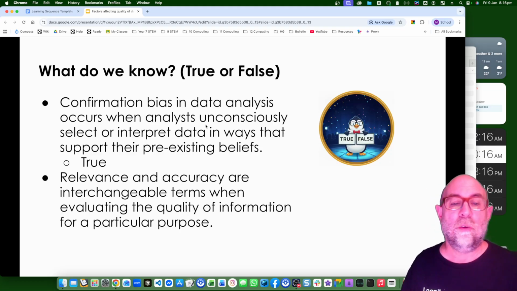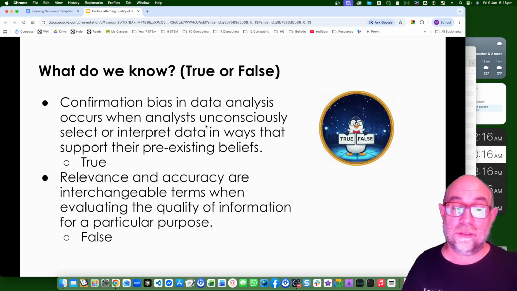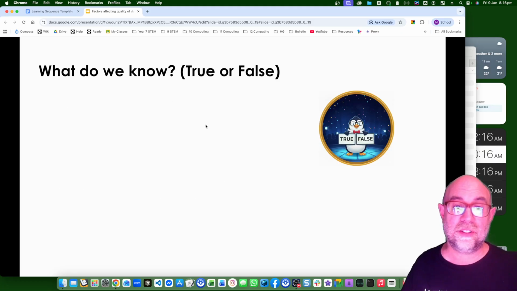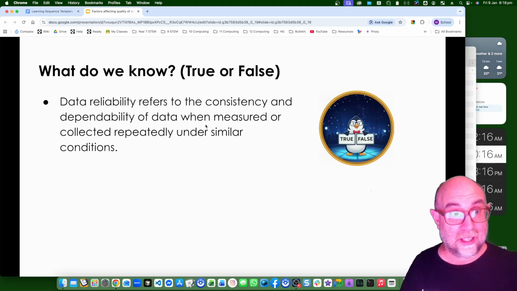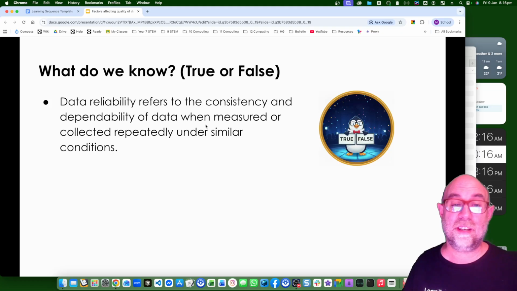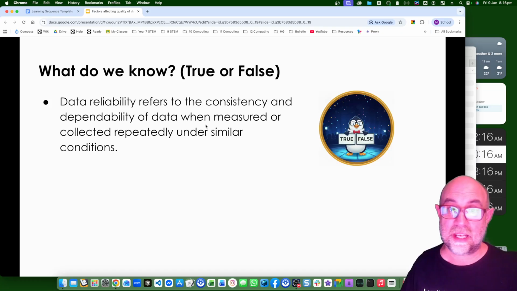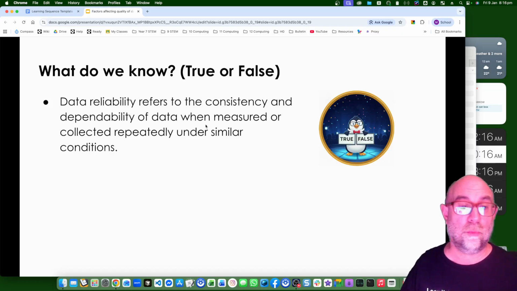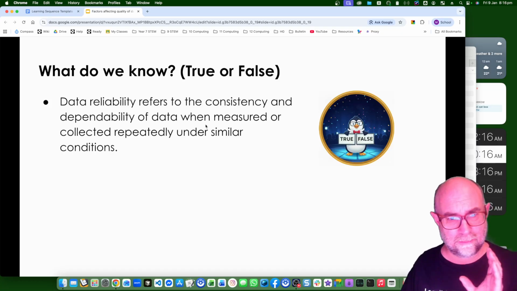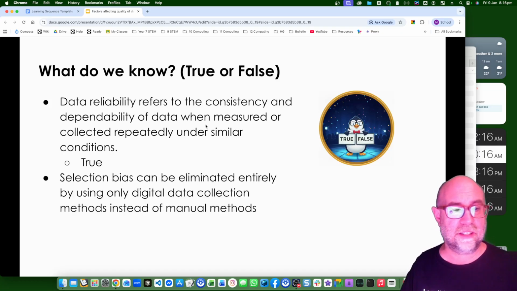Relevance and accuracy are interchangeable terms when evaluating the quality of information for a particular purpose. Well, that's false, they're not. Relevance, is it suitable for this situation? Accuracy, are these the correct values? Okay, I think we're down to the last page of questions. Data reliability refers to the consistency and dependability of data when measured or collected repeatedly under similar circumstances. Yeah, that's literally what reliability means. It means it's consistent under the same circumstances.